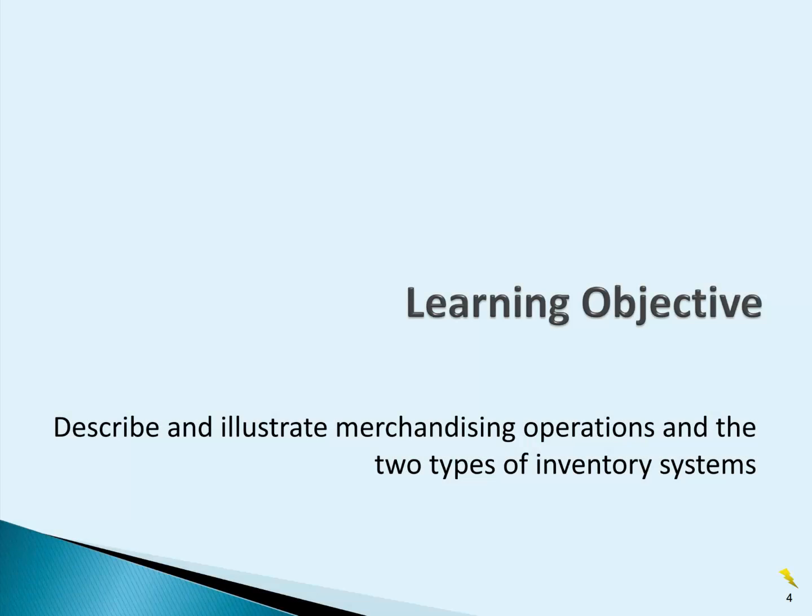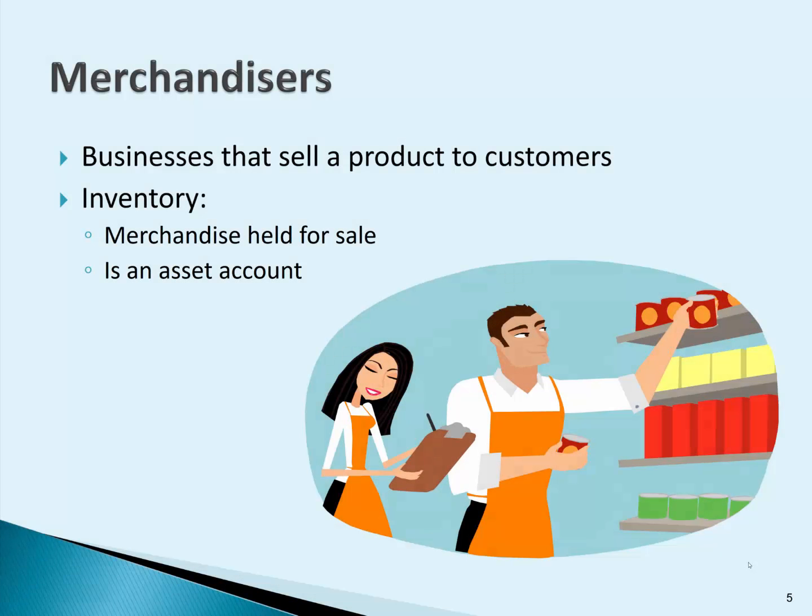In this learning objective, we describe and illustrate merchandising operations and the two types of inventory systems. So a merchandiser is a company that will buy a pre-manufactured or pre-built product, increase the price, and then sell it to the consumer. A merchandiser is not manufacturing or making these products. They simply buy it and then resell it to the consumer. So businesses that sell a product are called merchandisers because they sell merchandise or goods to customers.